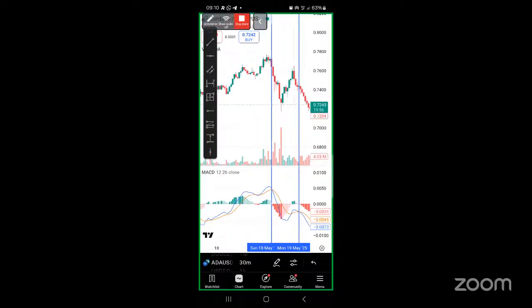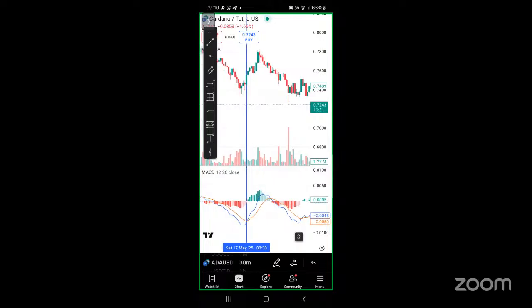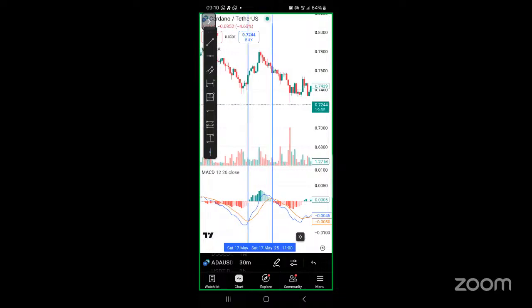Let's look for another moment such as that. There's another death cross here. There's another death cross. Somewhere here. Answer me. Did the market go up or did it go down? It went down.